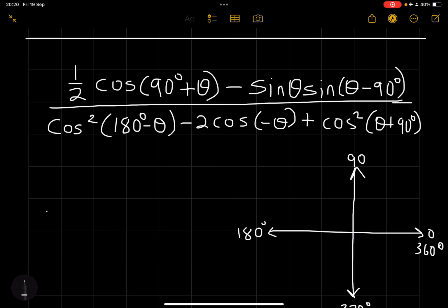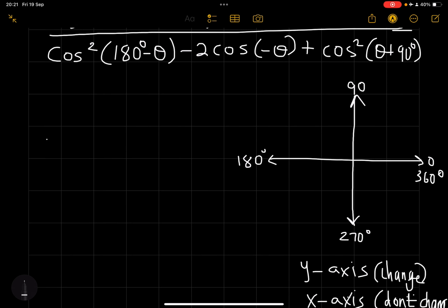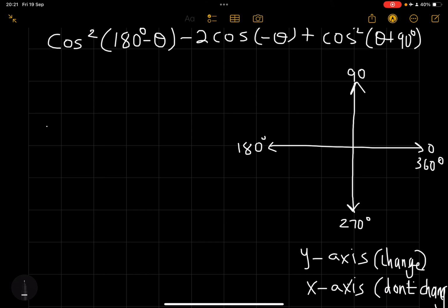So ladies and gentlemen, on this question we are asked to reduce the following trigonometric expression. Before we start, I need us to discuss some important things about this Cartesian plane. We draw it from 0 to 90, 180, 270, and 360. Anti-clockwise is positive. Just remember, anti-clockwise is positive. Obviously, you'll know that the negative is the opposite of anti-clockwise, which means clockwise is negative.